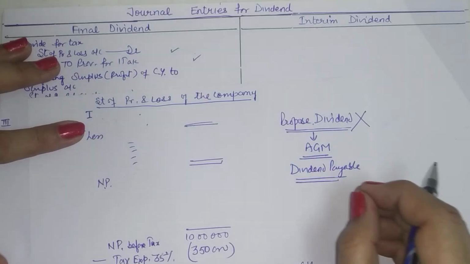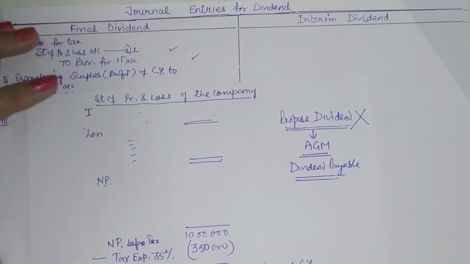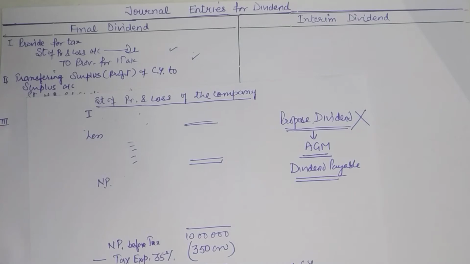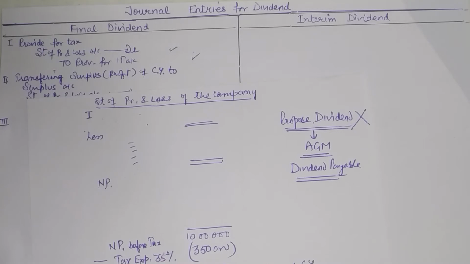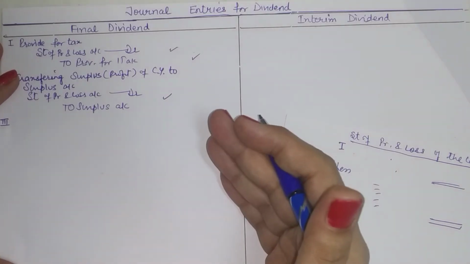So it is now a liability. You are to provide for this. So when you are solving a problem on dividends, you are to see, is it a proposed dividend or is it accepted or approved by the shareholders. If it is just a proposal by the directors, then it is not to be accounted for. So we won't pass any entry. We won't record it in the main statements.